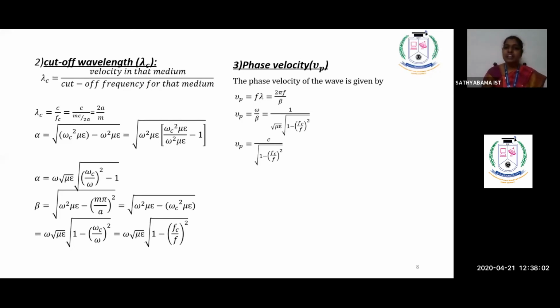So for example, they will ask you: a particular medium has an integer value of m equal to a, and that parallel plane waveguide has a spacing of 3.4 meters apart. Find the critical frequency. So what you will do: lambda c equals 2a by m, substitute the a value, substitute the m value, and you will find your lambda c.